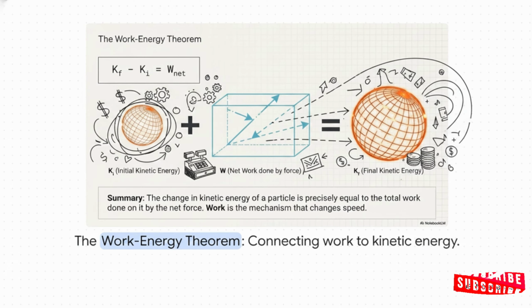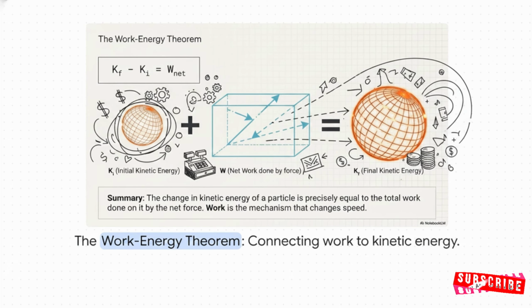Which brings us perfectly to the ultimate bank statement of classical mechanics, the work-energy theorem. It's actually beautiful in its simplicity. It tells us that the initial kinetic energy of an object plus the net work done on it perfectly equals its final kinetic energy. Work is the exact mechanism that changes an object's speed. If you want a static ball to start rolling, you absolutely must perform positive work on it. It flawlessly connects our mechanical transactions directly to our physical cash on hand.